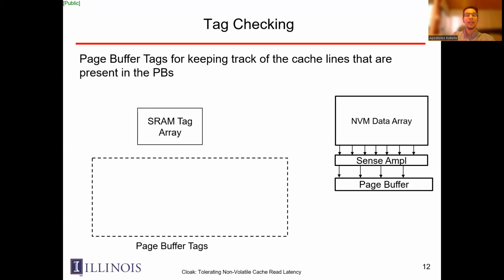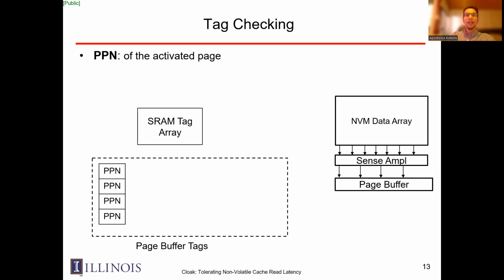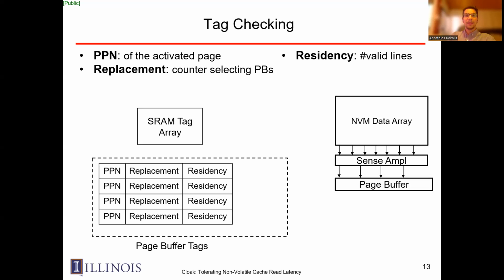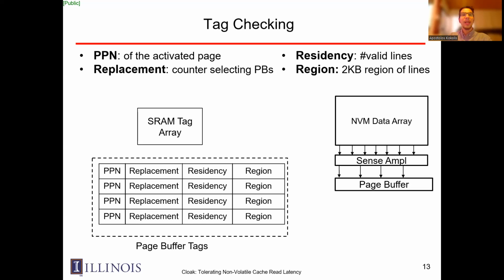The page buffer tags consist of multiple fields. They have the physical page number of the activated page in its page buffer. There is a replacement field that is a counter used for selecting the page buffers. There is a residency counter, which is a counter of the number of valid cast lines currently in the page buffer. And there is the region bits that we explained earlier, that keep track whether this cast line was present in the first or second region of the LLC physical row.